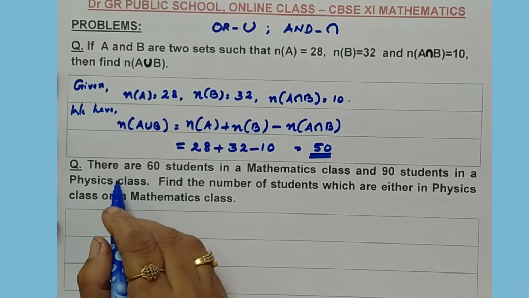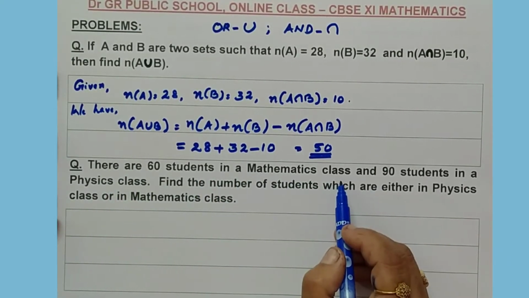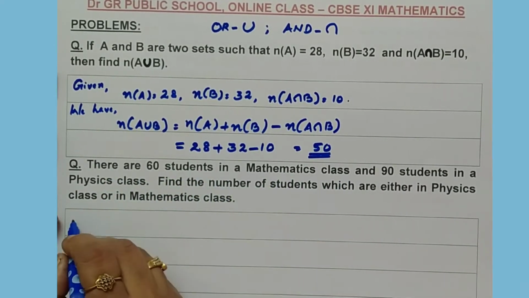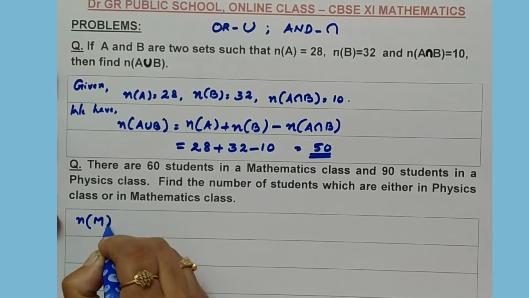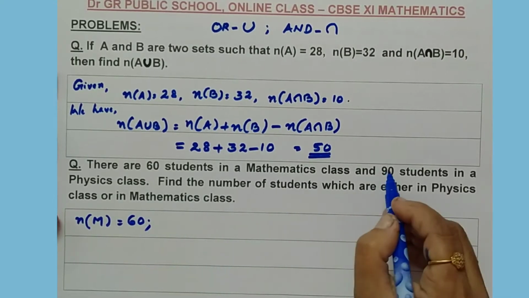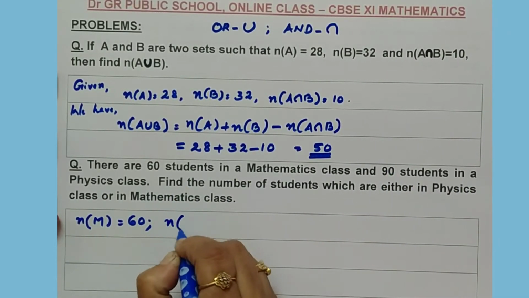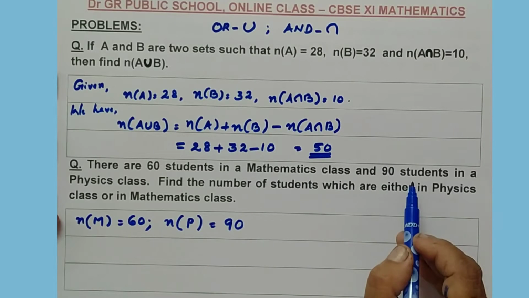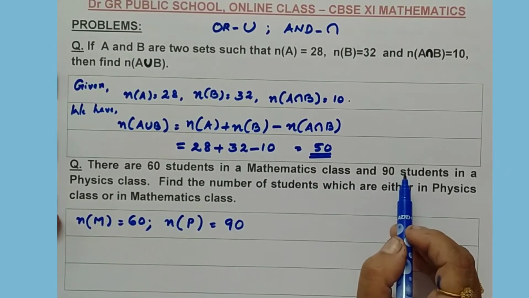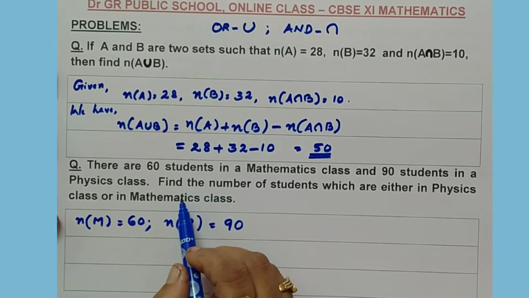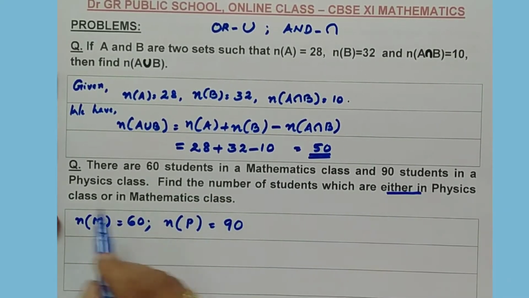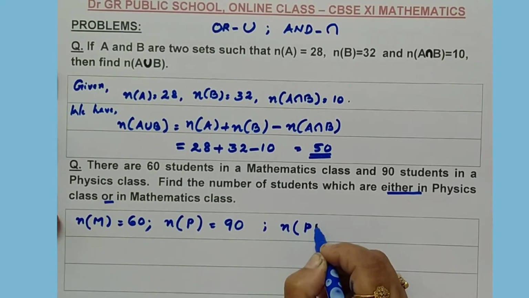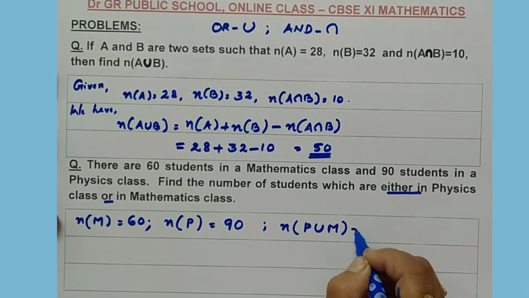Second question. There are 60 students in a mathematics class and 90 students in a physics class. So the number of elements in the mathematics class is given as 60, and the number of elements in physics is given as 90. Here, nothing is mentioned about the students who are taking both mathematics and physics. You are asked to find the number of students who are either in physics or in mathematics class.